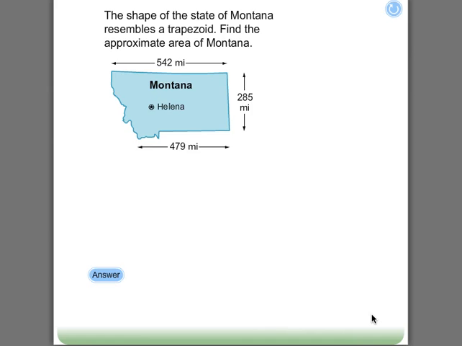I'd like you to go ahead and do another one. This is the shape of the state of Montana, and it resembles a trapezoid. I want you to find the approximate area of Montana. We notice base 1, base 2, and the height. Okay, so remember your formula. See if you can figure this one out. And there's the correct answer.